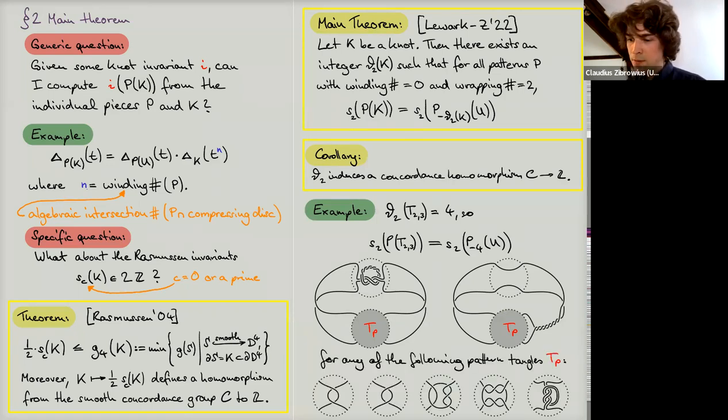So we've really split the computation into 2 parts. One for the companion, that's the information in theta, and the other is the pattern itself. And this holds for any of these patterns, all of which have winding number 0 and wrapping number equal to 2. Any questions up to this point?